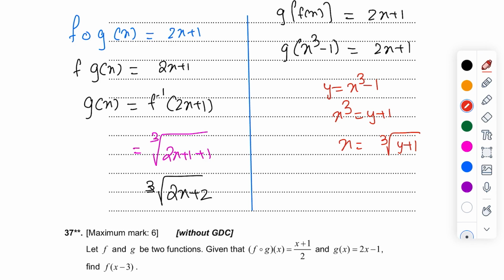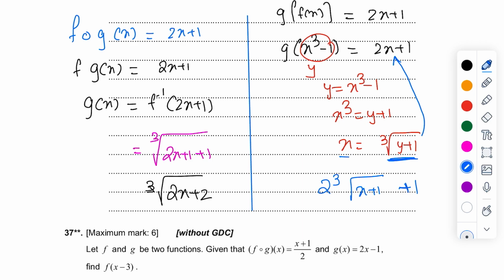So what is happening over here? If this is y, it is becoming this. So we can write it from here. x is nothing but cube root of y plus 1. So it becomes 2 cube root of x plus 1 plus 1. That's going to be the answer.